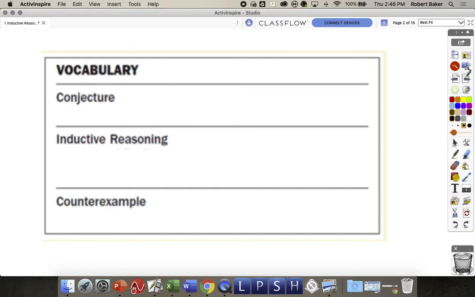A conjecture. I've heard of it. What do you think it means? Isn't it like your idea on something? No. The literal definition of a conjecture, or as close as I can get off the top of my head, is a statement based on observation. A statement based on an observation.